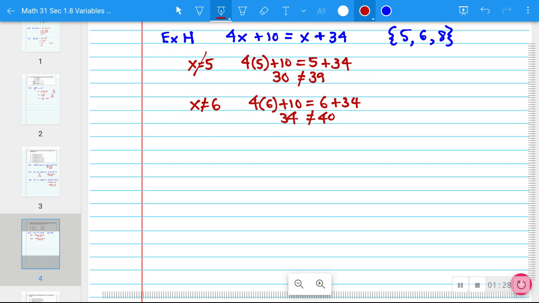And we're down to one left. Hopefully it works. x equals 8. So 4 times 8 plus 10, does that equal 8 plus 34? So the right-hand side gives 42. And if you take 4 times 8, do the multiplying first, you get 32 plus 10 is also 42. So x equals 8 is the solution.